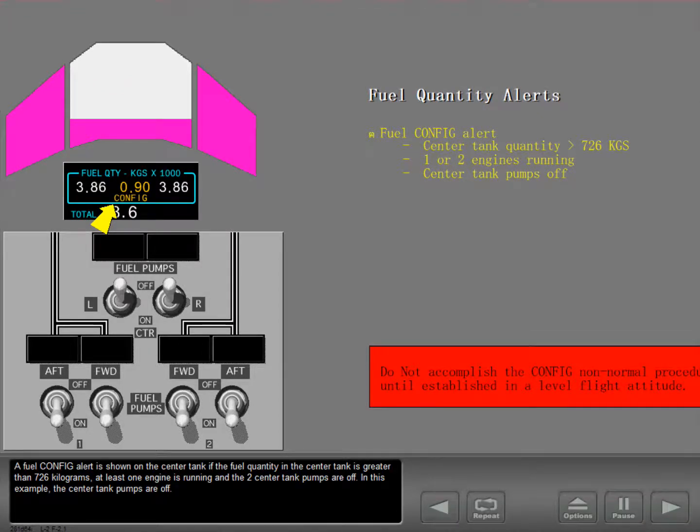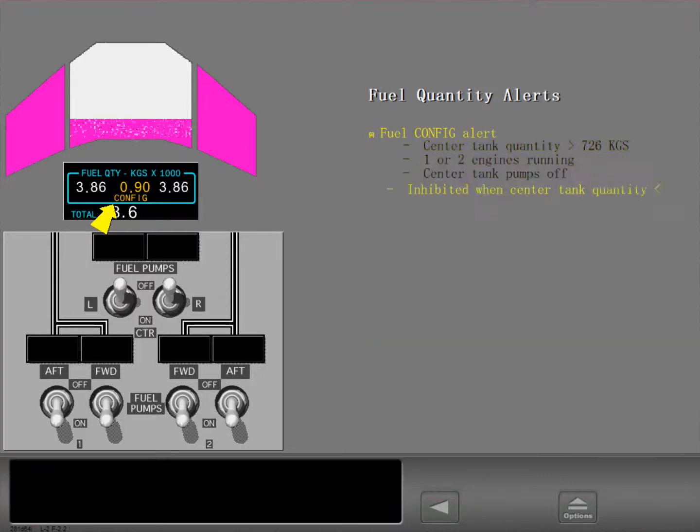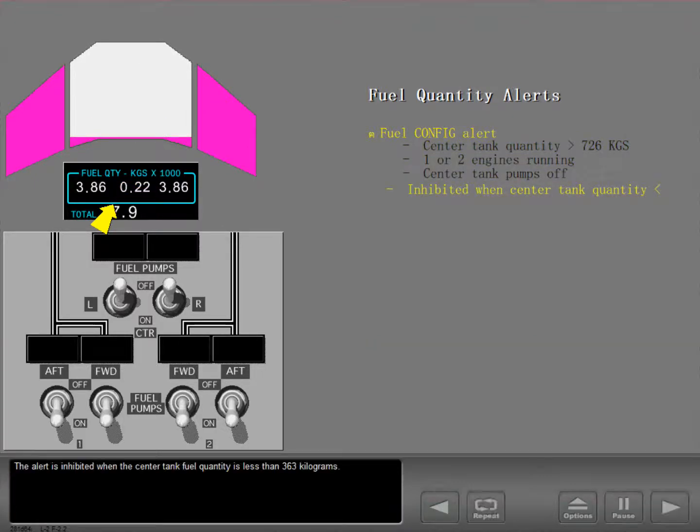A fuel configuration alert is shown on the center tank if the fuel quantity in the center tank is greater than 726 kilograms, at least one engine is running, and the two center tank pumps are off. In this example, the center tank pumps are off. The alert is inhibited when the center tank fuel quantity is less than 363 kilograms.